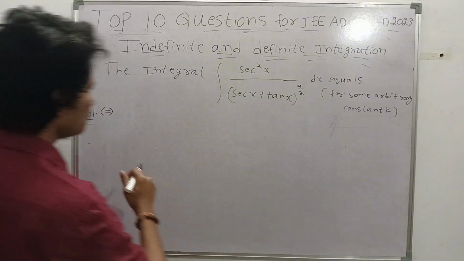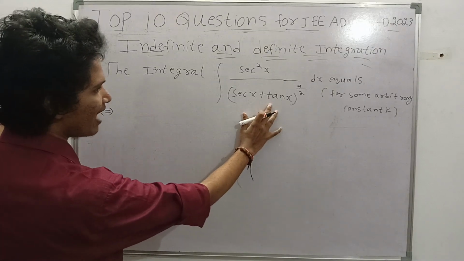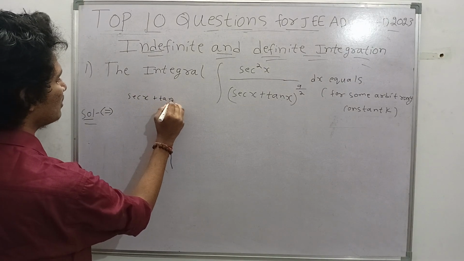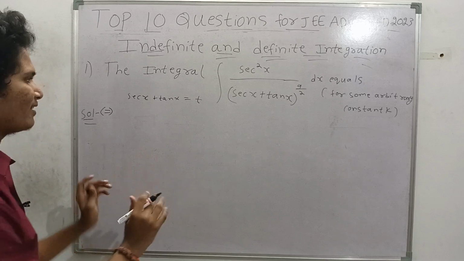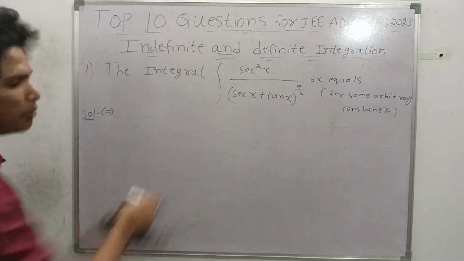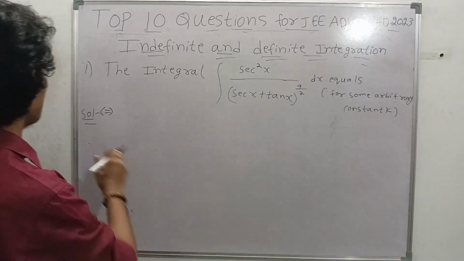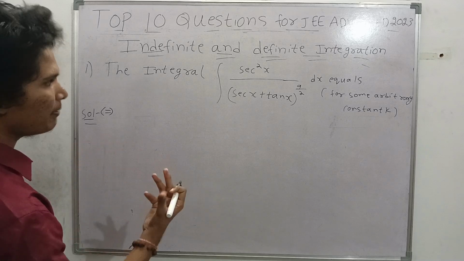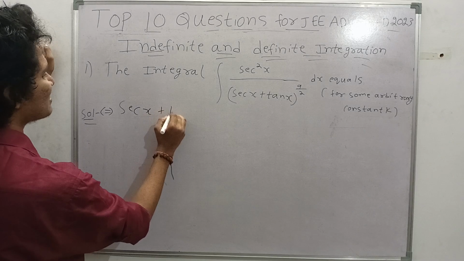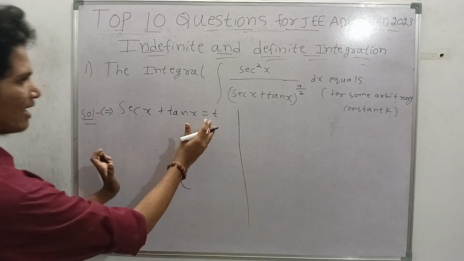Suppose I take secant x plus tan x equal to something. Suppose I take secant x plus tan x equal to t. I can write big so that you can understand, because in the previous video some students messaged in the comment section to write big, so I am writing big. So basically I am assuming secant x plus tan x equal to t.